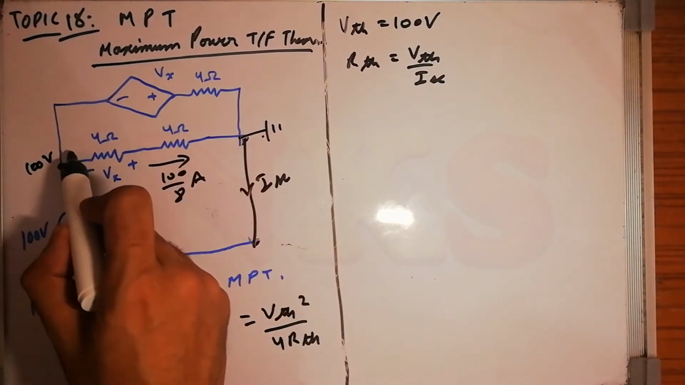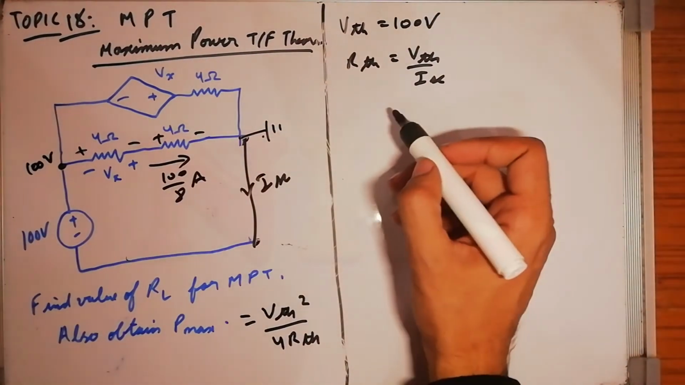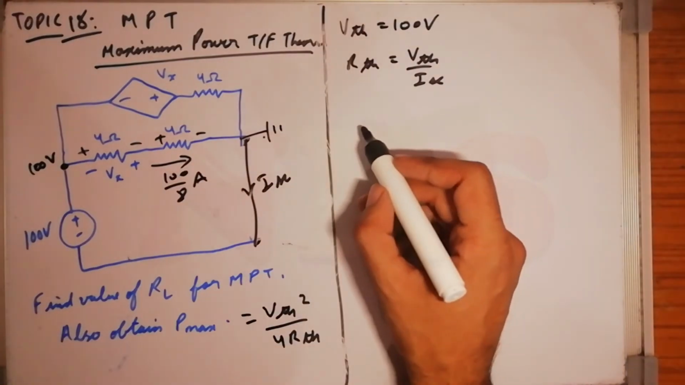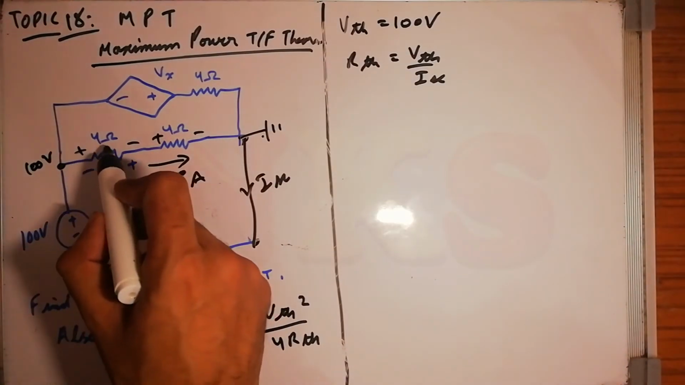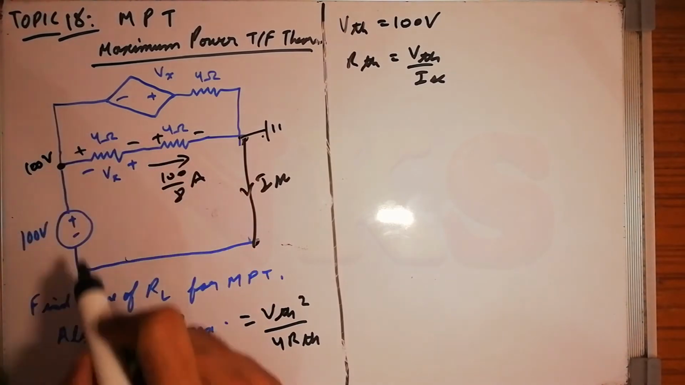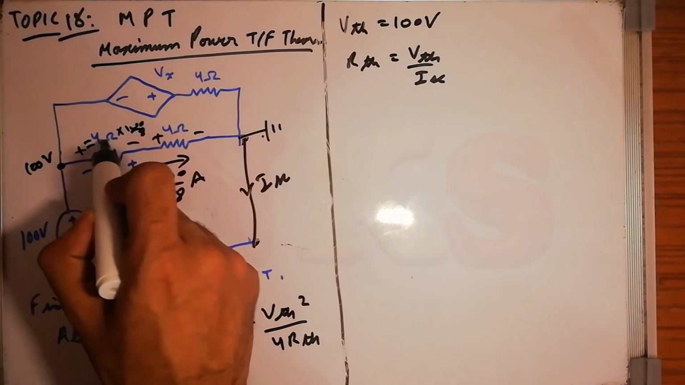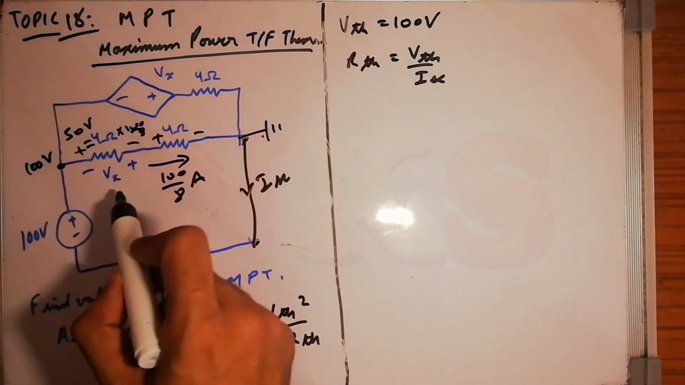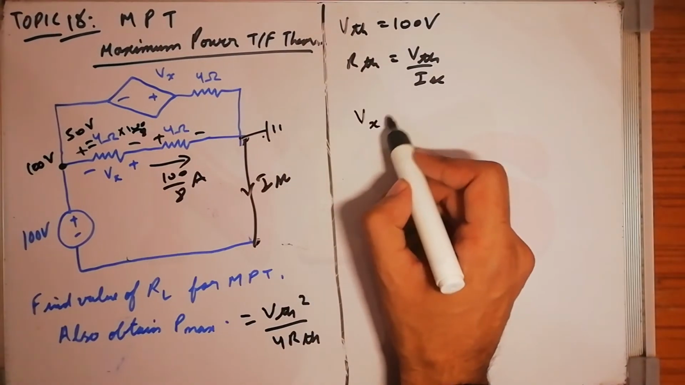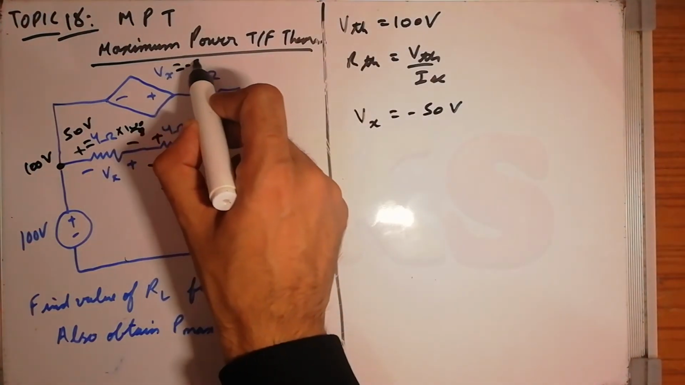And the polarities that I have assumed will be plus minus plus minus. Using my assumed polarities, the voltage drop across this 4 ohm resistor will be 4 into 100 by 8, that is equal to 50 volts. But my assumed polarities are different from the given polarities, so this means Vx will be equal to minus 50 volts. So this is minus 50.